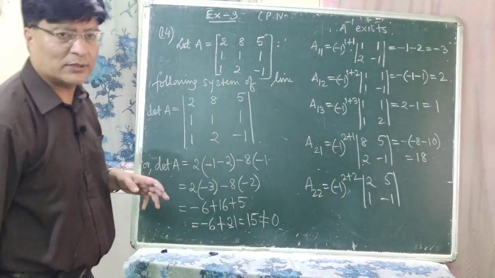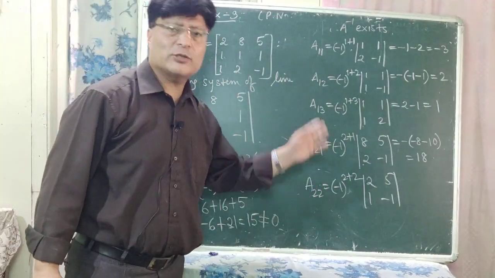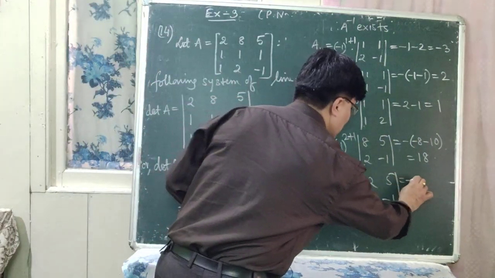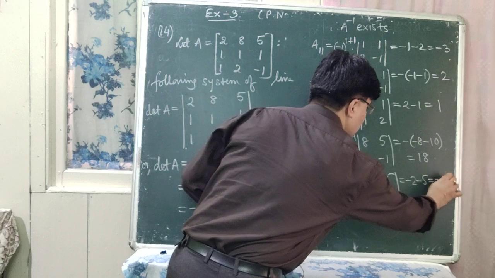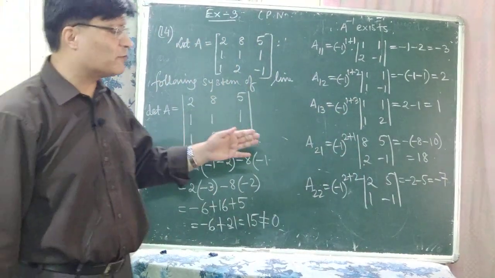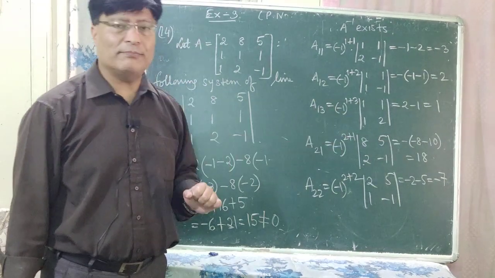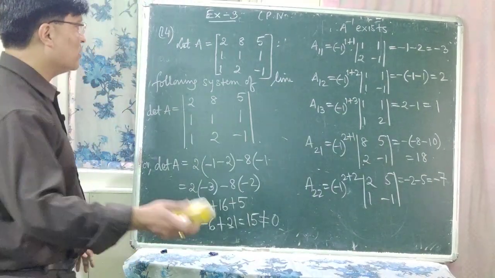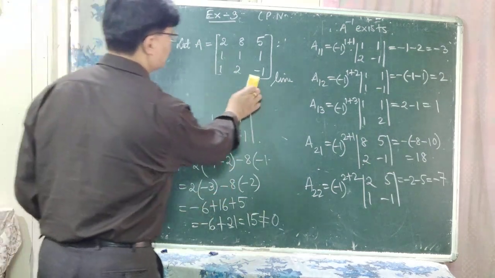Is that understood? So now, what is (-1) to the power 4? It is always plus 1. So which is equal to minus 2 minus 5, which is equal to minus 7. Is that understood now? So this is your capital A22.